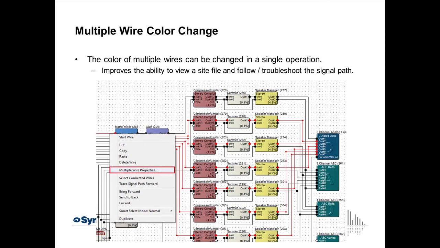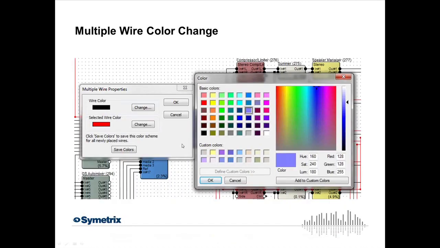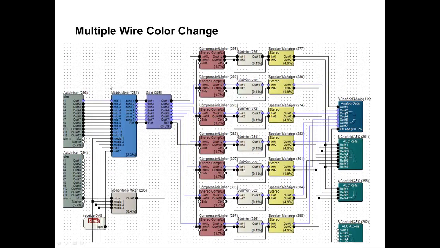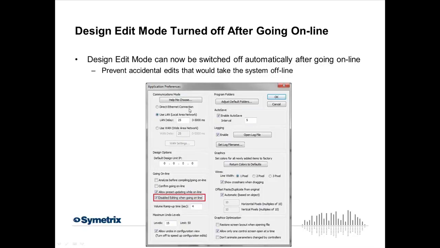We've also added the ability to change the properties of multiple wires at once. So here in this design, I right-clicked a wire and said trace signal path forward, and I can see everywhere that signal goes. But then if I wanted to make that permanently a different color, so red is the selected color, I could right-click one of these selected wires and choose multiple wire property. It pops open a window that allows me, if I hit change, to access a color palette. So I could change my current black color to this purple color, click OK here, and then click OK here twice, and you'd see that all those wires now are purple, and that helps to differentiate different signal paths in a single DSP.